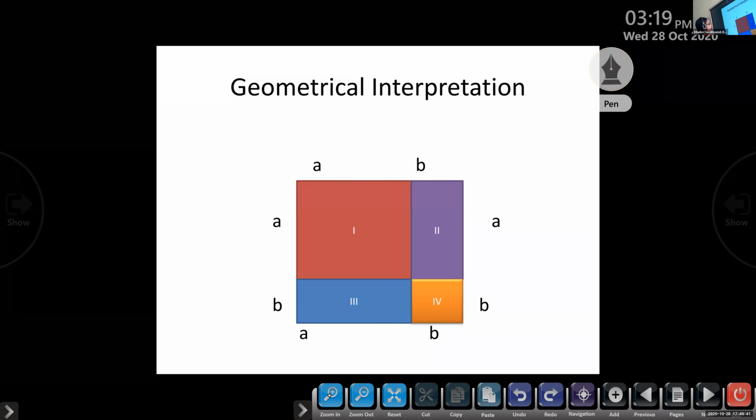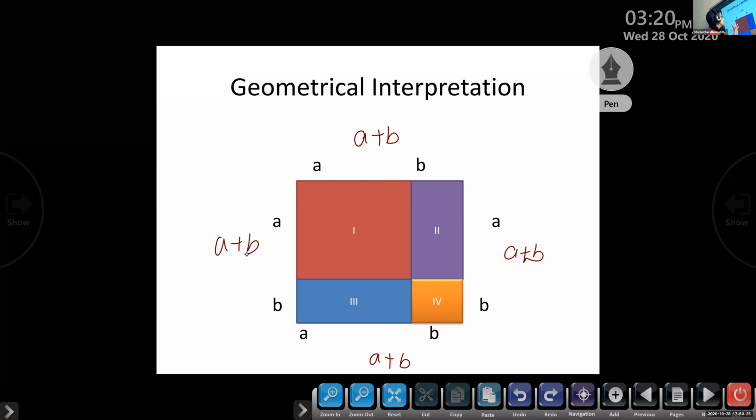So the total figure is another square. What is the length of its side? It is a plus b, because from here up to here it is a, and this is b, so the total is a plus b. So this total figure is a square with side a plus b, here also a plus b.